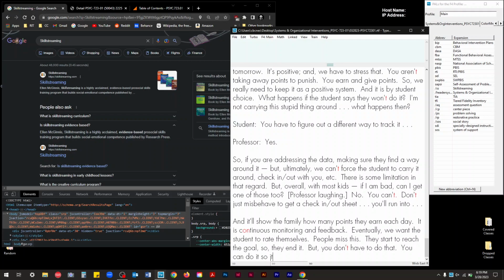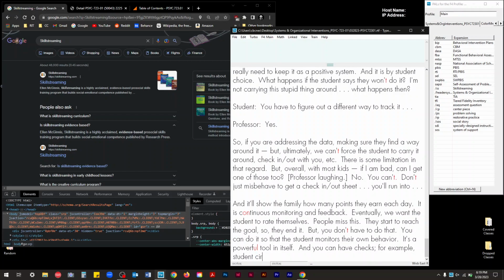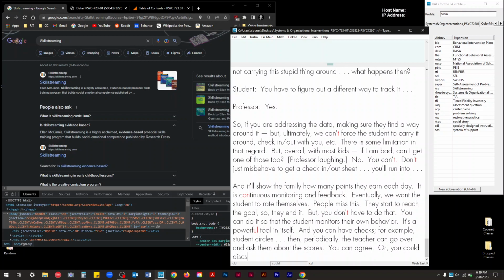Self-monitoring is a pretty powerful intervention in itself. You can have checks, like the student circles a 2, and periodically the teacher goes over and says, what did you rate yourself for ELA today? Okay, I agree, I think you got 2s for all those categories. Did you really get a 2 or did you get a 1? That's a discussion point to have with the student. So you can fade it to self-monitoring of their daily points.